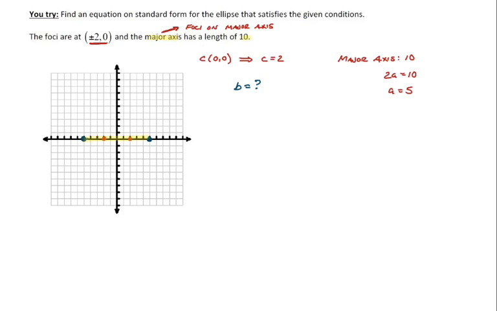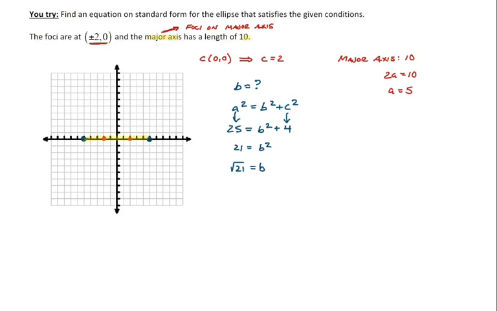So I know A, I know C, but again, I don't know my B value. So I'm going to similarly find it by using the equation a squared equals b squared plus c squared. So I know A is 5, which means A squared is 25. I don't know B, so I'm going to leave B squared as a variable. But I do know C is 2, so that means C squared would be 4. So to solve for B, I would get 21 equals B squared, or root 21 equals B.